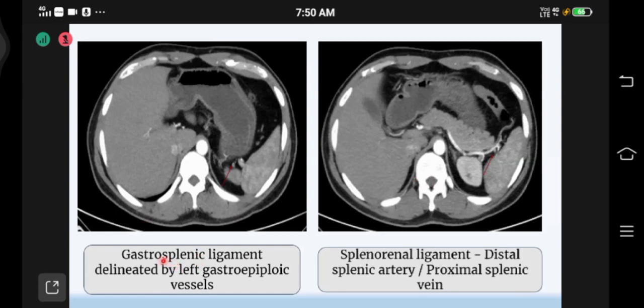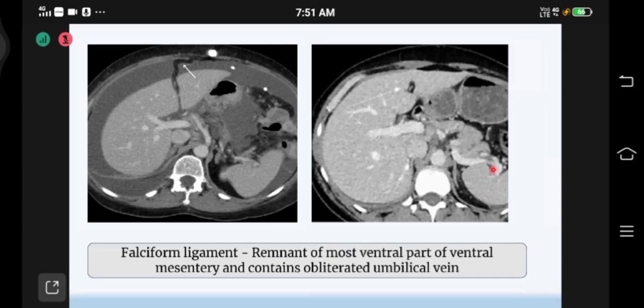Coming to the gastrosplenic ligament, it is delineated by the left gastroepiploic vessels. You can see here, the gastrosplenic ligament. Then we have the spleno-renal ligament. Again, the landmark here is the distal splenic artery. The fat around it forms the spleno-renal ligament, spleen to kidney.